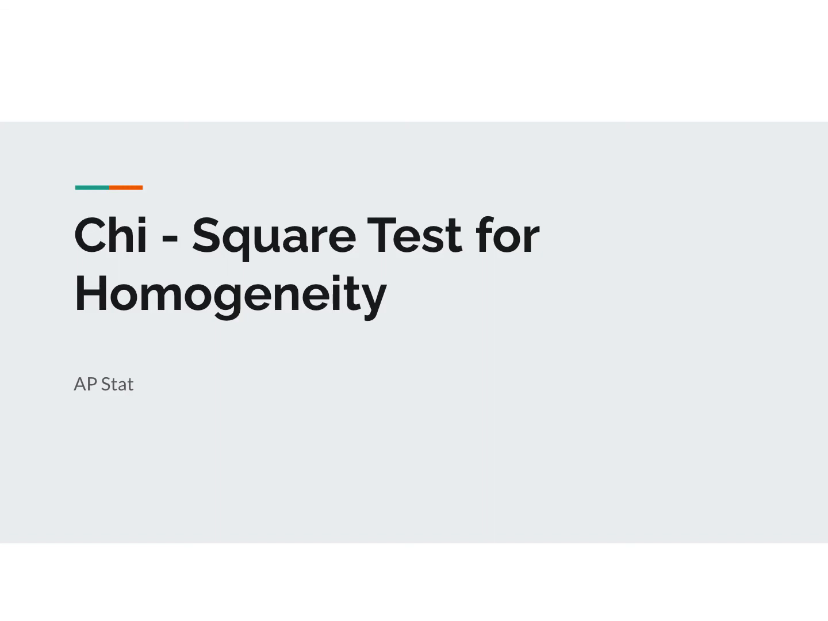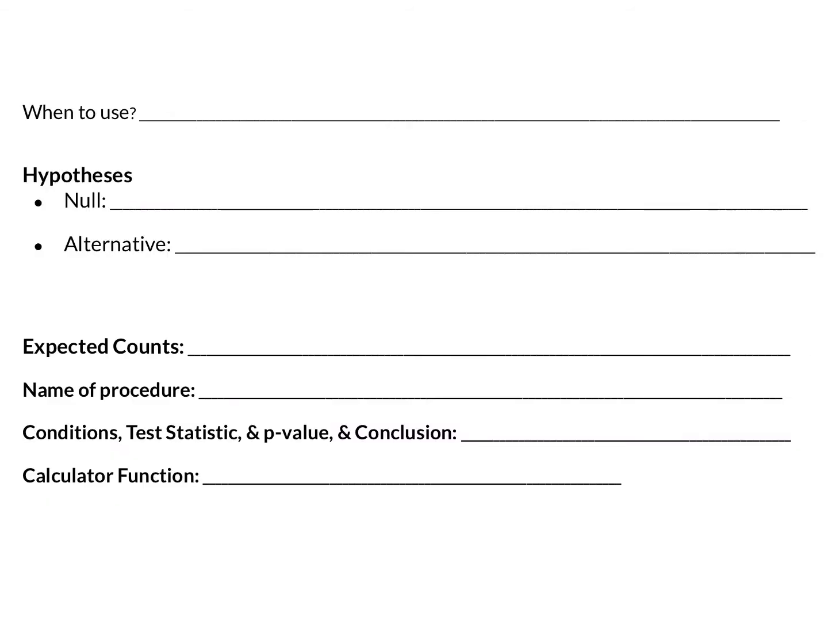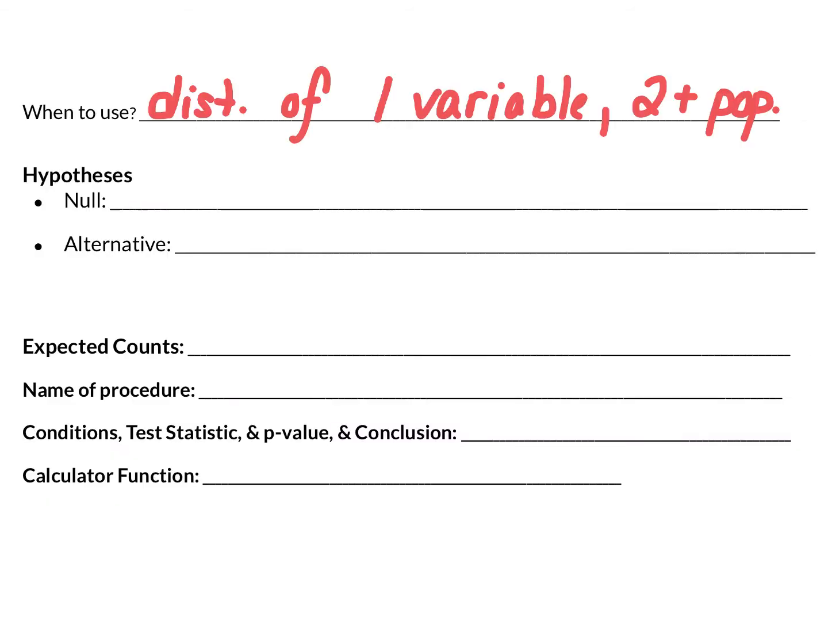In this lesson, we're going to look at another chi-square test, and this one is called for homogeneity. So let's establish, when do we use this? The chi-square test of homogeneity is used when we're looking at the distribution of one variable across two or more populations. So the goodness of fit was one variable across just one population. Now we've got one variable across two or more populations.